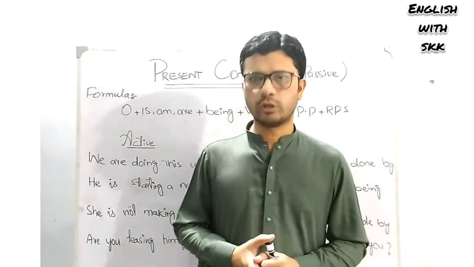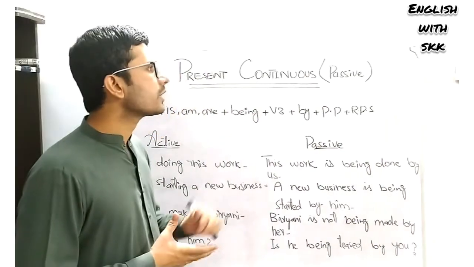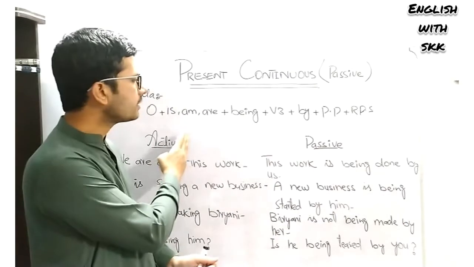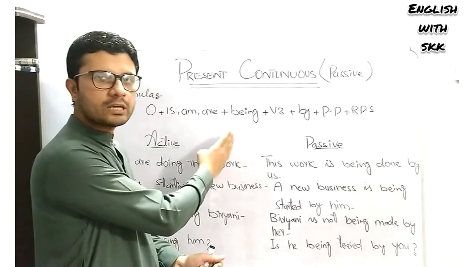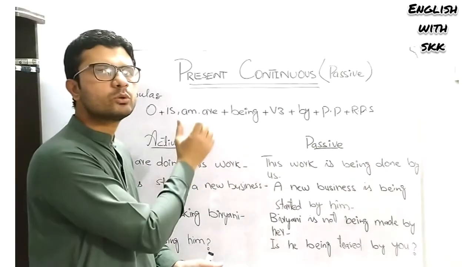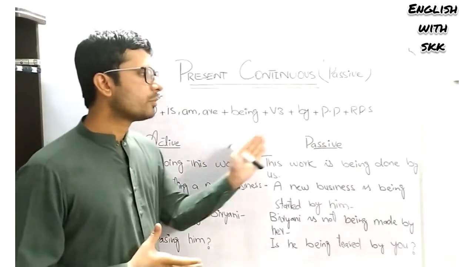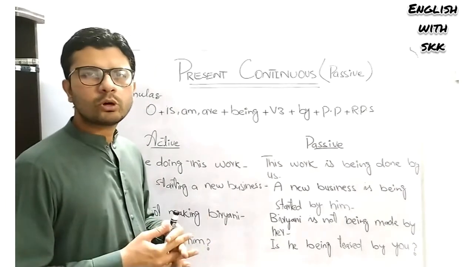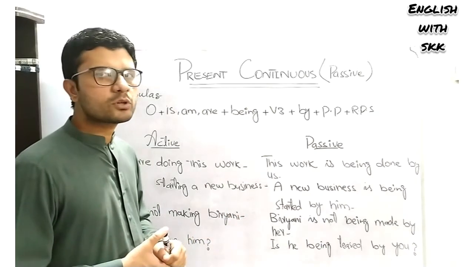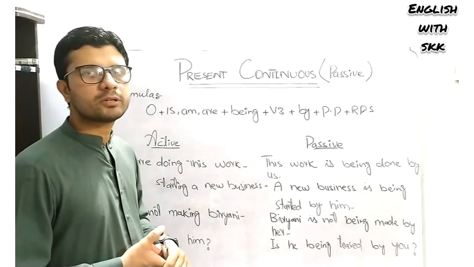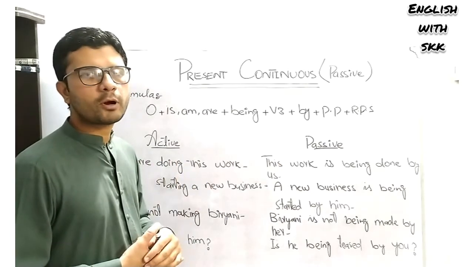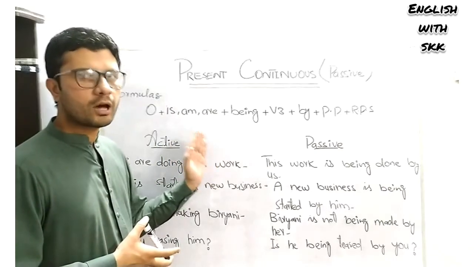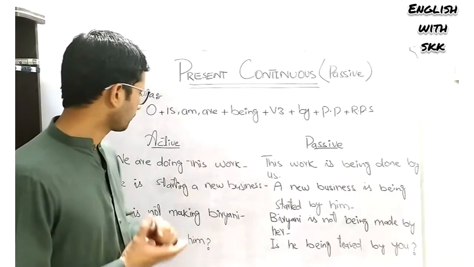Let's start with the formula. In present continuous passive, the formula is: object, then is/am/are, being. In continuous we use being. Then the third form, by, personal pronoun and the remaining part of the sentence. As you know already and I have explained, when we talk about present, we use the helping verbs of present. So here we have the three helping verbs is, am and are, which we use in present sentences.